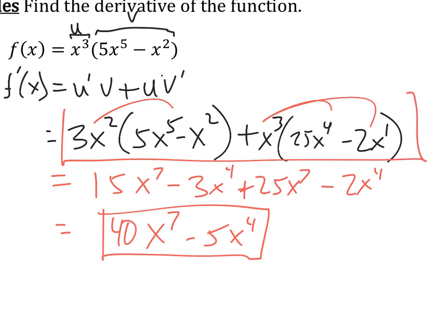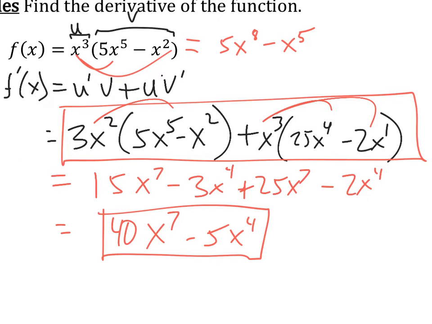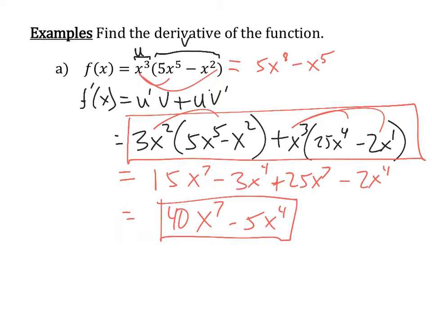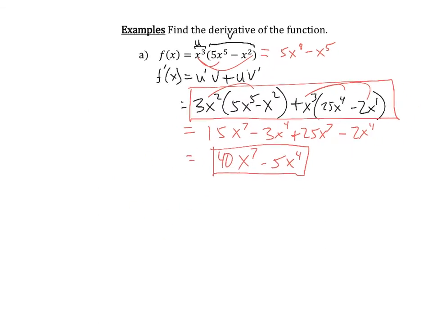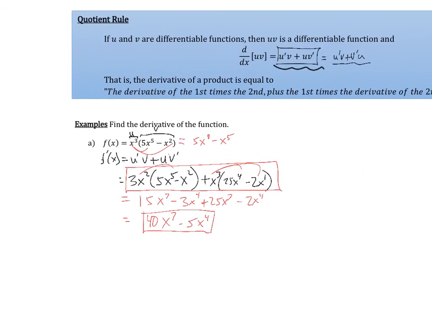Equivalent to this. Okay? Now, by the way, we could have distributed this and said this is 5x to the 8th minus x to the 5th, right? If you distribute this out. And if we take the derivative of that, we get this. So in this case, we could have distributed and not used the product rule, but it's good practice. Any questions there? Derivative of the first times the second plus the first times the derivative of the second. Okay? All right.